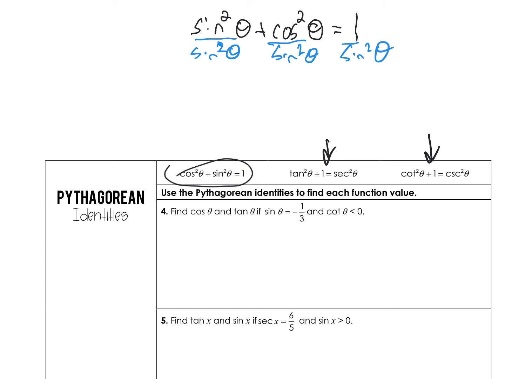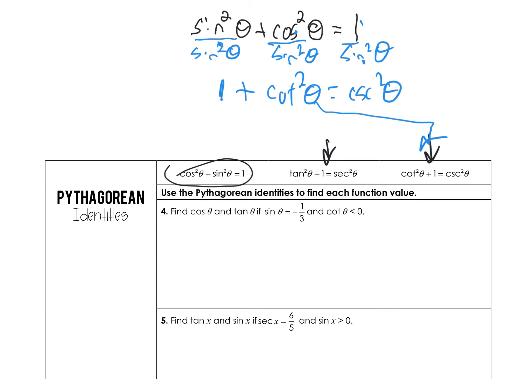Sine squared theta divided by sine squared theta becomes a 1, plus cosine squared theta divided by sine squared theta is a cotangent squared theta. And a 1 divided by sine squared is a cosecant squared theta. Okay, well, guess which one that is? 1 plus cotangent squared equals cosecant squared. There it is. I just derived that. I was just pretending.